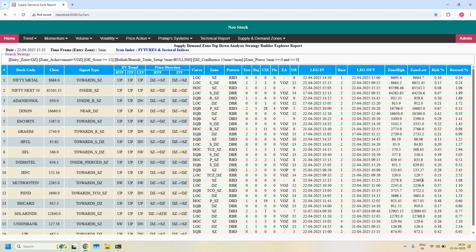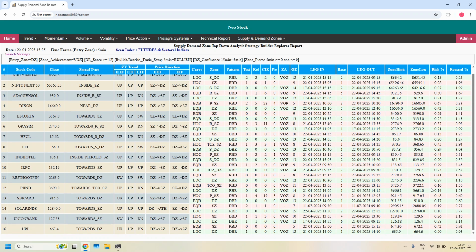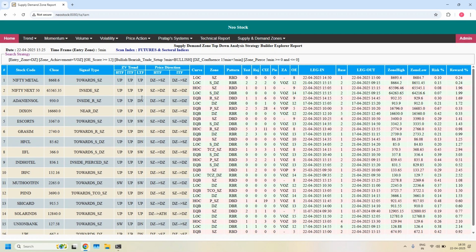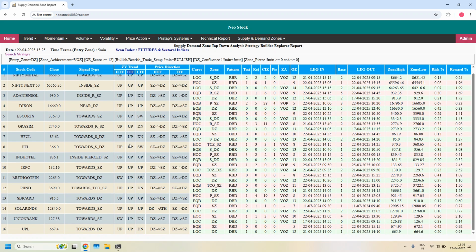First 15 in the list, scrolling the list down. So total 16 stocks are filtered. In all the 16 stocks, the 5 minutes demand zones are overlapped with 15 minutes demand zones. And the 15 minutes trend is... sorry, this is a bullish trade setup, right? So ITF trend is up in all the stocks.